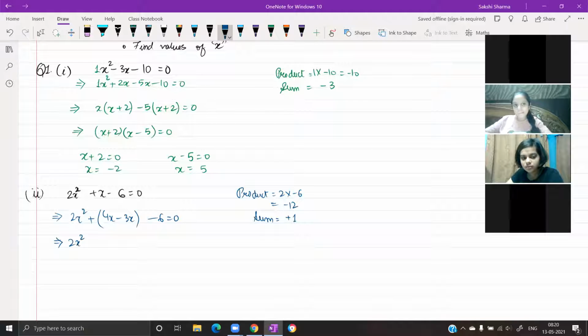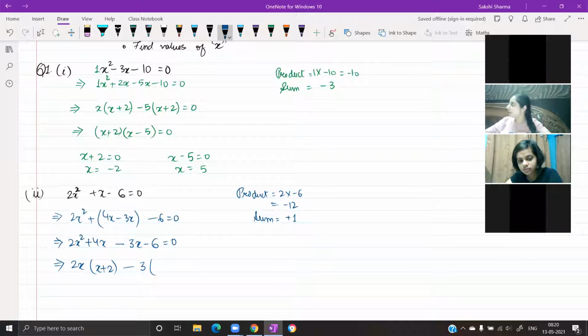2x square plus 4x minus 3x minus 6. Now ma'am, 2x will come common here: 2x, bracket open, x plus 2, minus 3, bracket open, x plus 2. Yes, now 2x minus 3 times x plus 2.